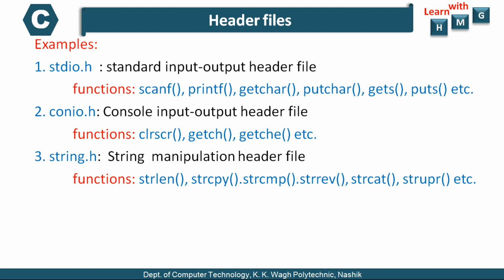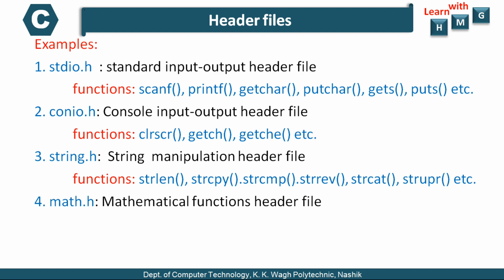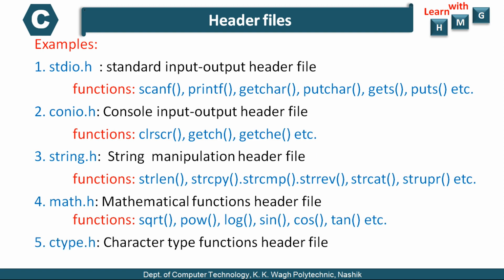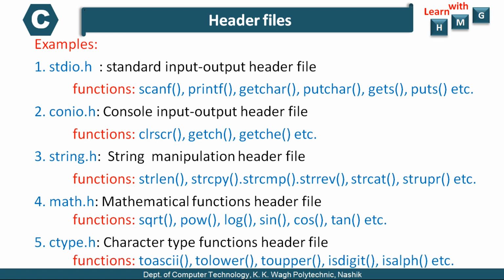Next is the important header file math.h, which is the mathematical function header file, and all mathematical functions such as square root, power, logarithm, sine, cos, tan, etc. are defined in the math.h header file. One more header file is ctype.h. C stands for character type functions. Whenever you want to perform an operation on a single character, such library functions are available, such as toascii, tolower, toupper, isdigit, isalpha, etc.